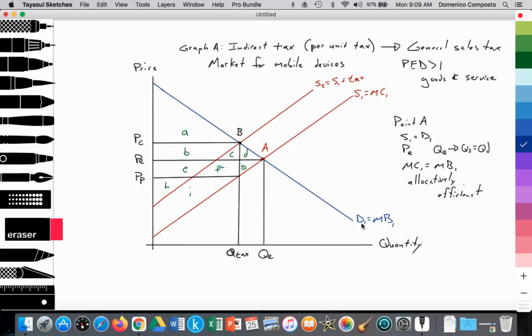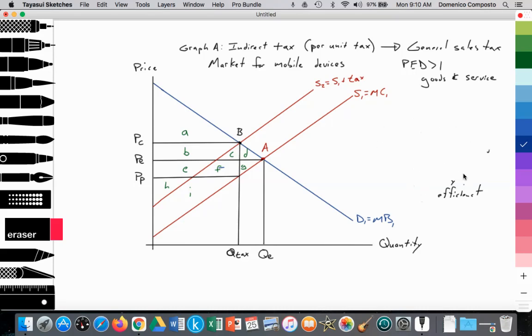We have a downward sloping demand curve according to the law of demand, illustrated as D1 equal to the marginal benefit. And we have an upward sloping supply curve labeled S1 equal to the marginal cost of production. At point A, where S1 equals D1, we have an equilibrium price established at PE, an equilibrium quantity established at QE, where quantity supplied is equal to quantity demanded. And at point A, marginal cost MC1 is equal to the marginal benefit MB1. Thus, this market is allocatively efficient. We're producing the combination of goods and services desired by society.